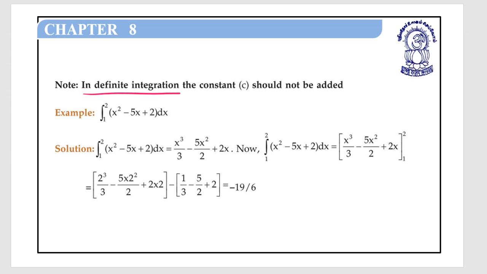Note, in definite integration, the constant c should not be added. Integrate from 1 to 2 of x square minus 5x plus 2 dx. This is very easy. The integral is x cube by 3 minus 5x square by 2 plus 2x. Now take limits 1 and 2. So put the value f of 2 minus f of 1.